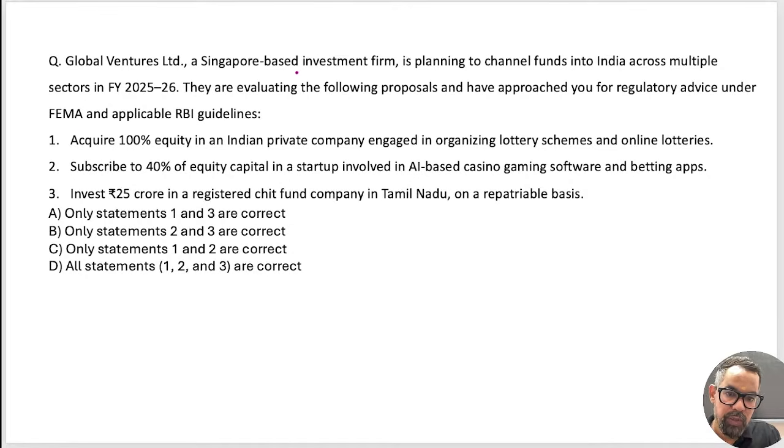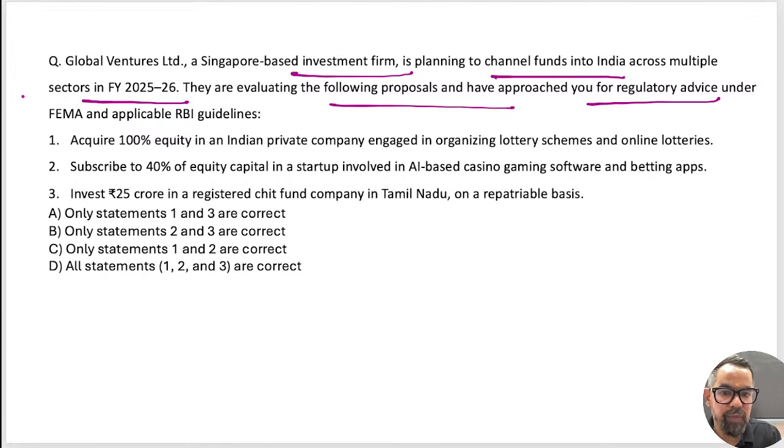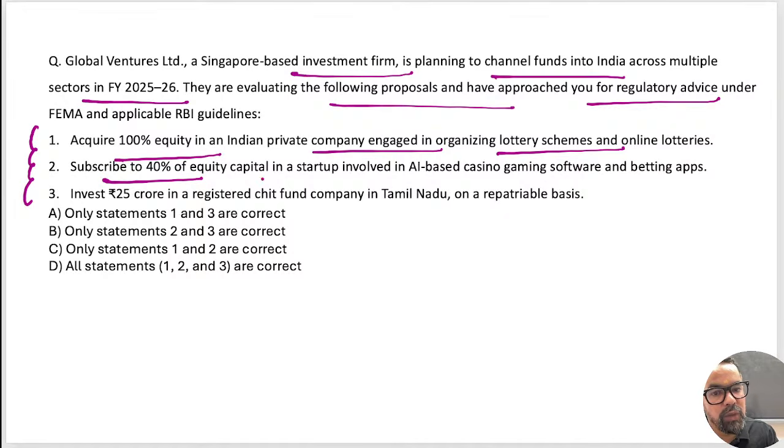Global Venture, a Singapore based investment firm, is planning to channel funds into India across multiple sectors. They are evaluating the following proposals in these areas. So three proposals are there. First, they are planning to acquire 100% equity in a private company engaged in online lotteries. Second, subscribe to 40% equity capital in a startup involved in AI based casino gambling. Third, invest 25 crores in a chit fund company from Tamil Nadu on repatriate basis.